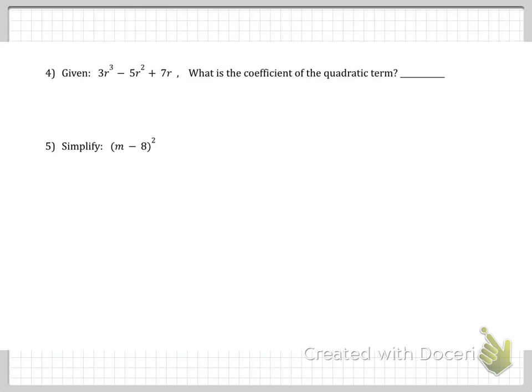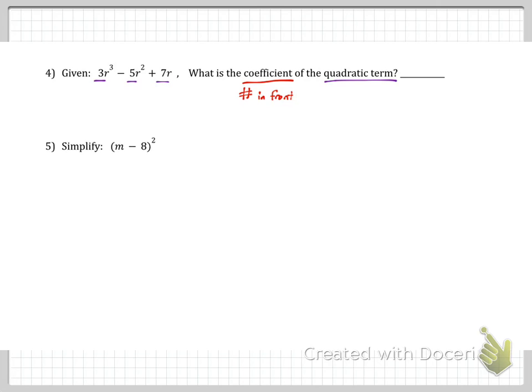For number 4, suppose we have that polynomial. What is the coefficient of the quadratic term? You need to know two things here. You first need to know what the word coefficient means, and then you need to know what the quadratic term means. The coefficient is simply the number in front. In other words, the number multiplied by a variable, or the number in front of a variable.